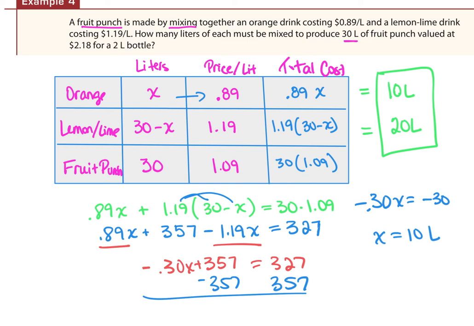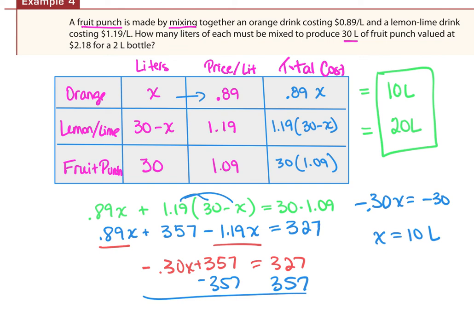Okay? Don't let the fact that they had crazy decimals throw you, right? You have a calculator. I'm not going to make you do it in your head. All right? So this piece plus this piece equals that piece. So I just wrote it like that. 0.89 plus the 1.19 times the group equals this. And then you're just doing algebra. Distribute, combine your like terms, solve.